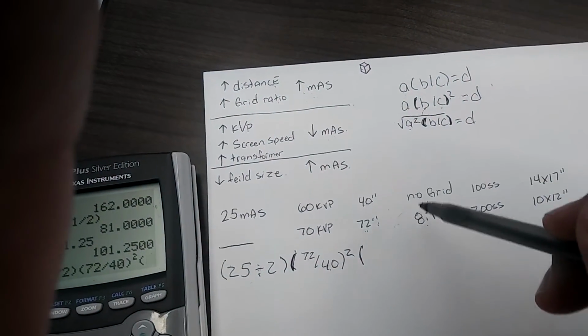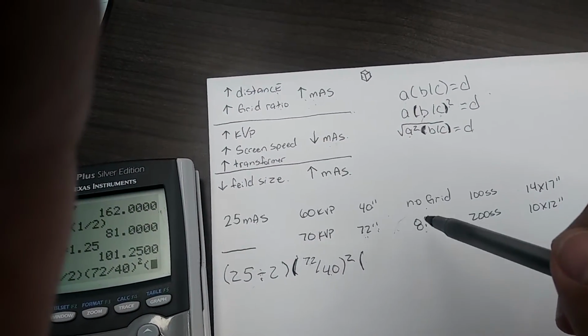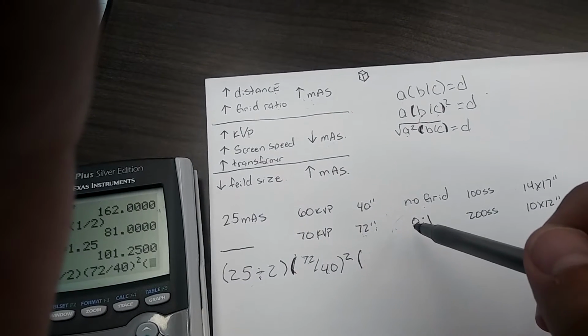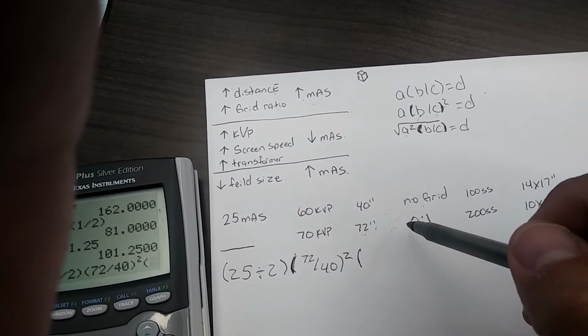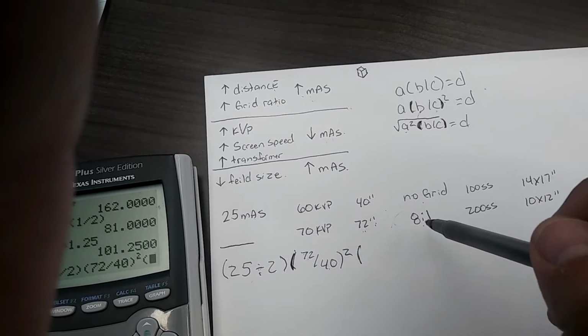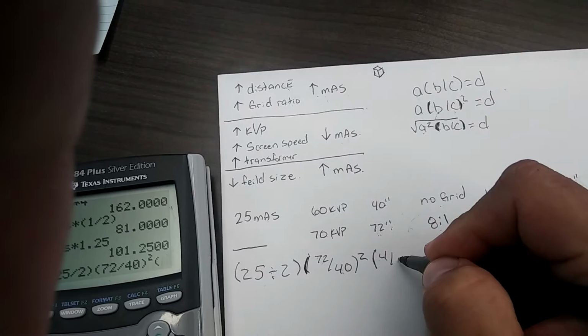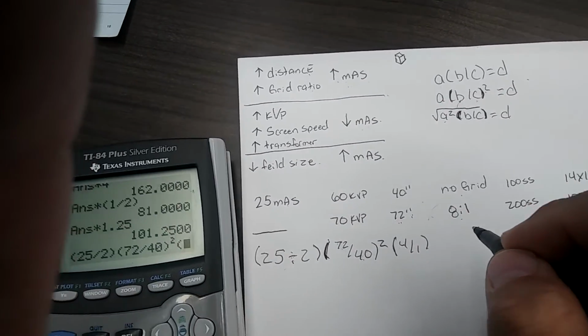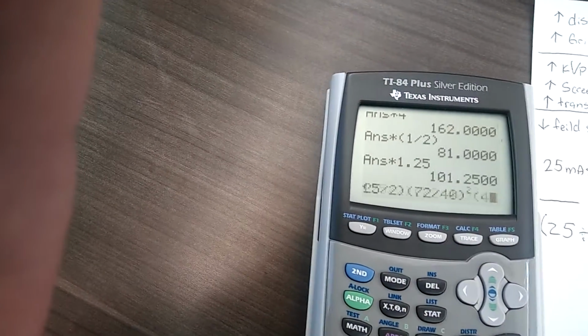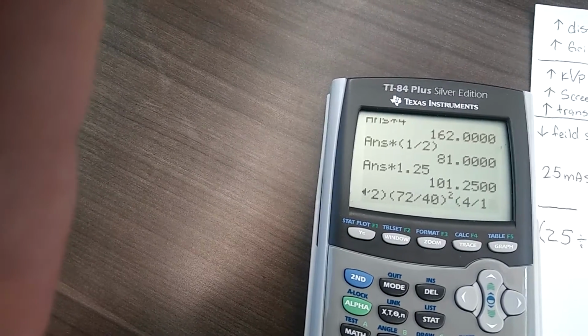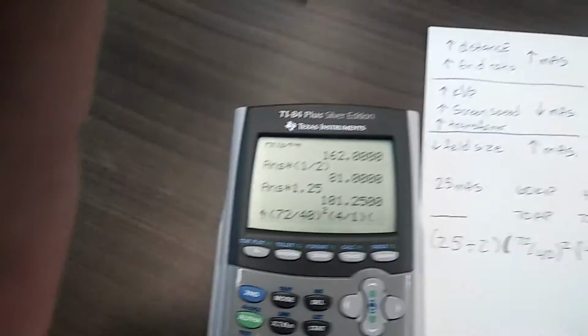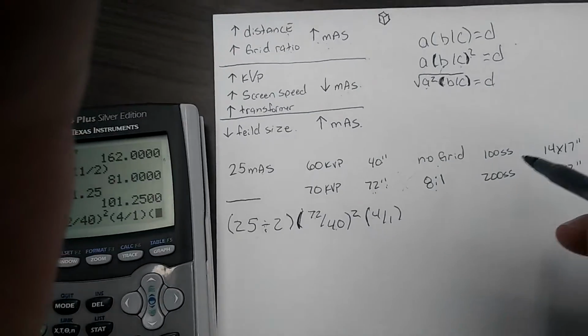I've increased it, so I need the bigger number again to go on top. This has a factor of 4, an 8-to-1, so it would be 4 divided by 1. And then I would put that in my calculator: 4 divided by 1. In parentheses, start a new one because we're moving on. That takes care of that.